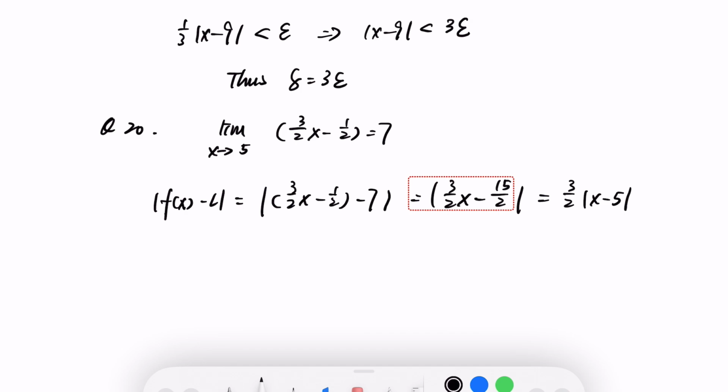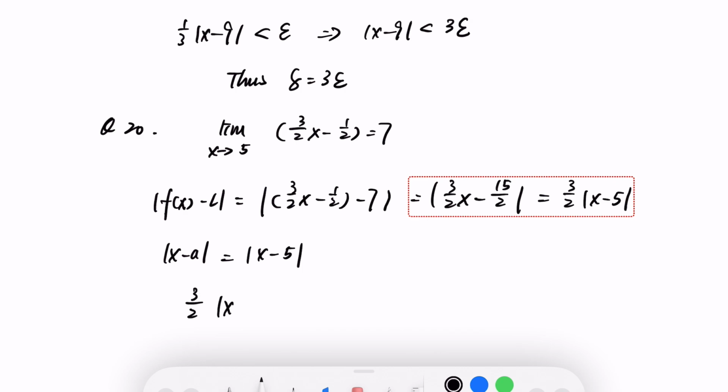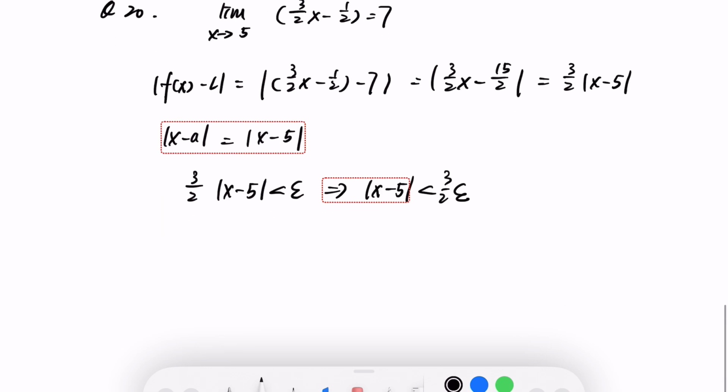And the second function we're getting is the absolute value of x minus a, which is the absolute value of x minus 5. Did you see the pattern? Well, I see it. There is a multiple of 3/2. So now we want 3/2 times the absolute value of x minus 5 to be less than epsilon, which is equivalent to the absolute value of x minus 5 being less than 2/3 epsilon. Thus, delta equals 2/3 epsilon.